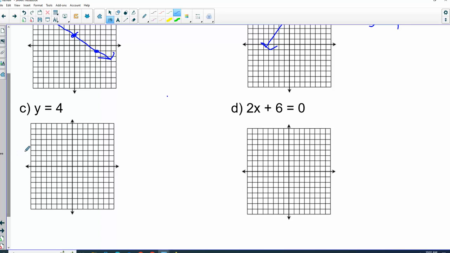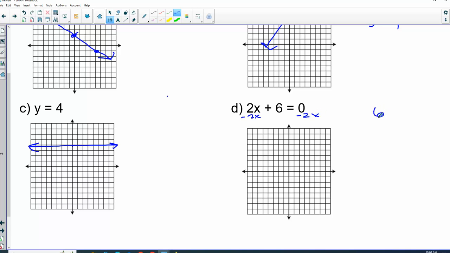C. If I said y equals 4, Aiden, do you remember what kind of line that is? Horizontal line at 4. So if there's no x, you are just dealing with a horizontal line. Alright, so Esther, what kind of line would you give me? A vertical, but what would I have to do before I could graph it? Minus 2x.